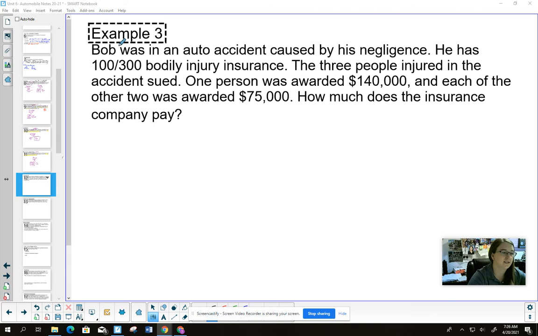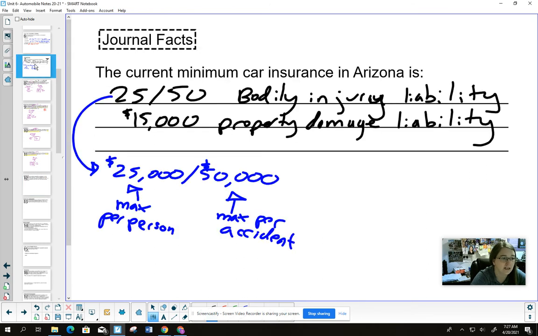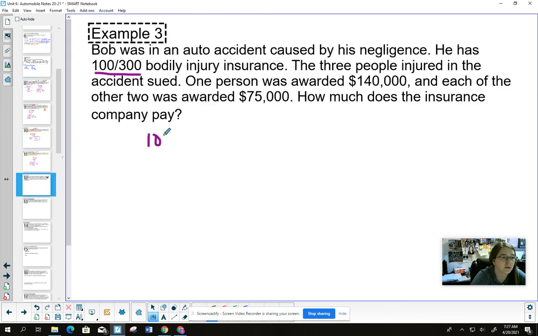So Bob was in an auto accident, just Bob, rampaging everywhere. I don't know what it is he's doing, but he was negligent, and so he caused an accident. He has 100, 300 bodily injury insurance. So we're going to pause here and remember what this means. So we wrote it down way back here. The first number to start with is actually, again, both of these are actually thousands. So 100 means 100,000.